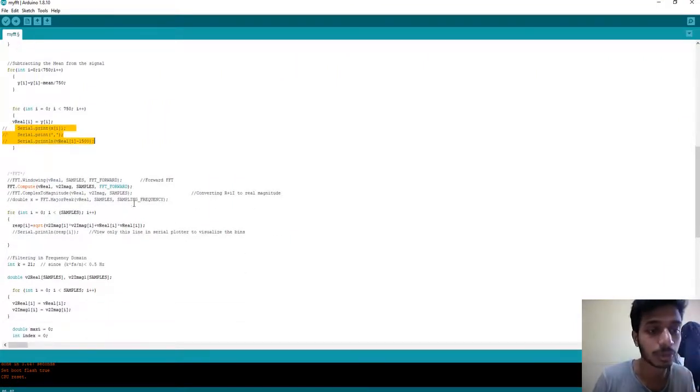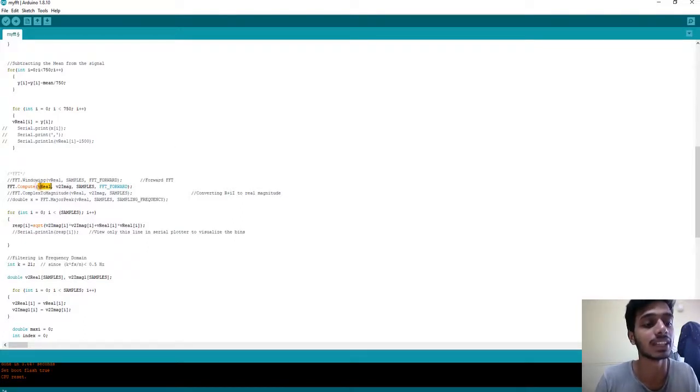This will be followed by computing FFT. We would be using this command FFT.compute, and the inputs here are VReal, that is my matrix which contains all my real components of samples, VImaginary, followed by the number of samples, and this FFT forward tells that it's FFT and not inverse FFT. You might be having a doubt regarding where the output will be stored. The output will also be stored in VReal and VImaginary.